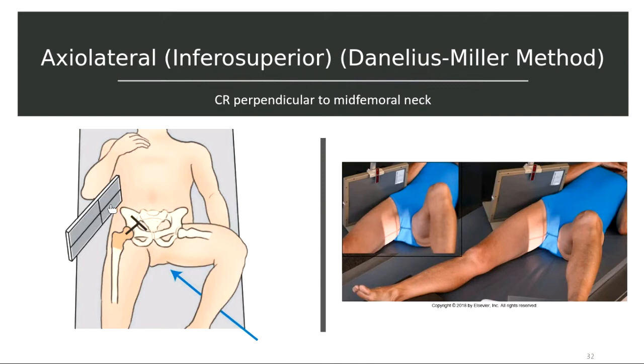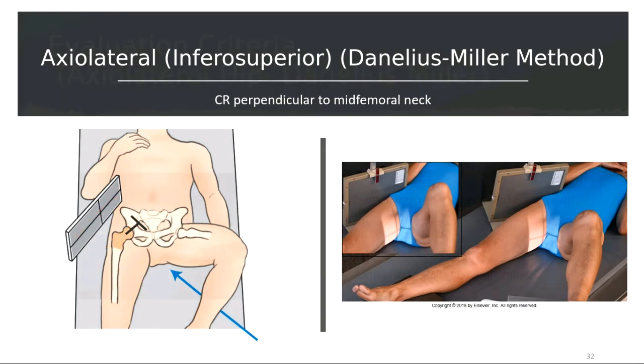Okay, so again, you can see this is representing the femoral neck right here, and the IR is perpendicular to that. So if we look at the IR coming like this and the femoral neck like this, then in theory the two are parallel to one another.